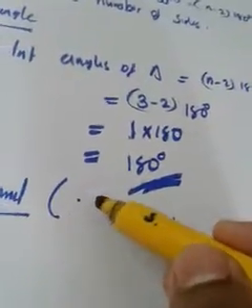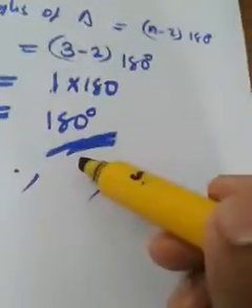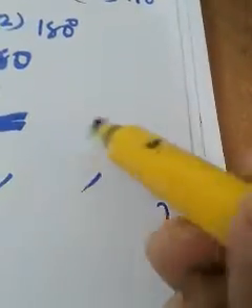Quadrilateral. One example is the rectangle. It's very familiar to you. Square, it's very familiar to you. And parallelogram is almost, I think, familiar.